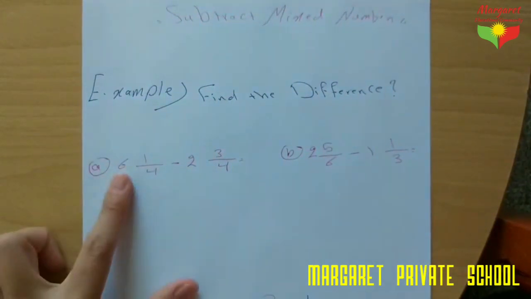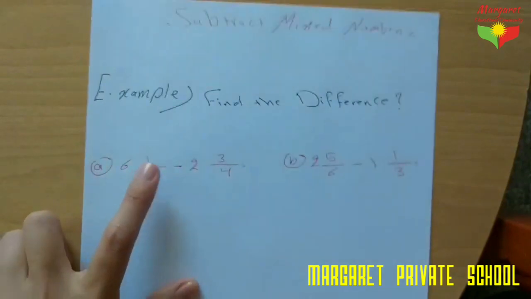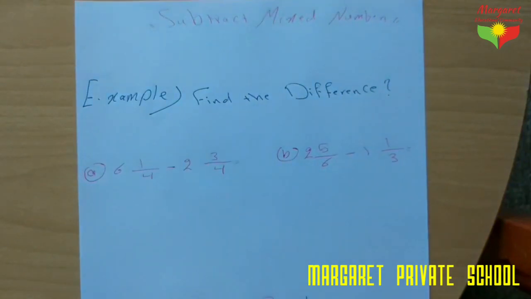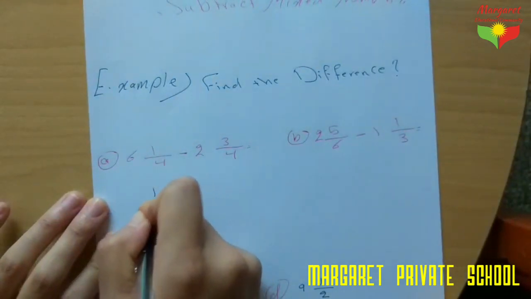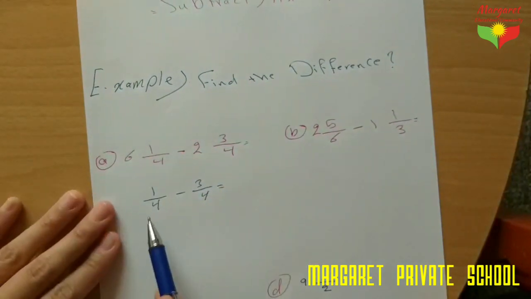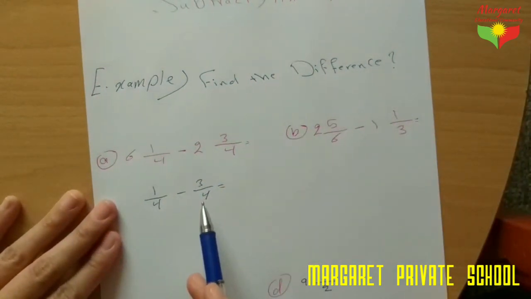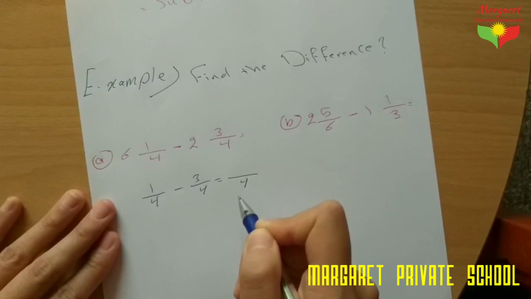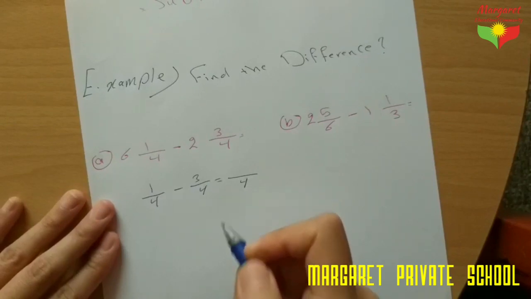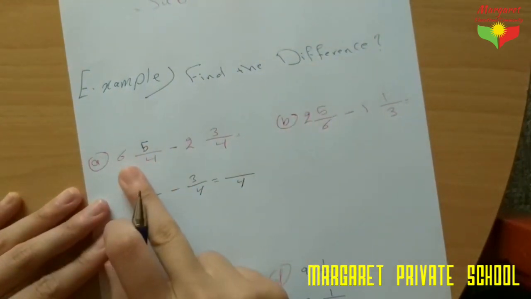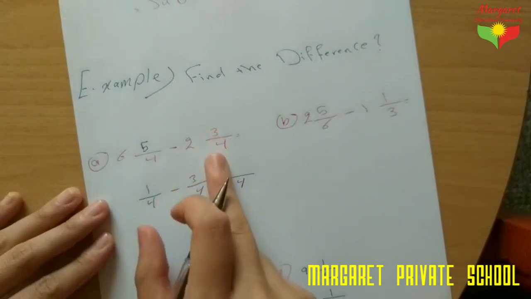We have an example, find the difference. From part A, we have 6 and 5 out of 4 minus 2 and 3 out of 4. The first step, you must write just the fractions: 5 over 4 minus 3 over 4. Do we have the same denominator or not? Yes, we have the same denominator. So, keep the denominator.